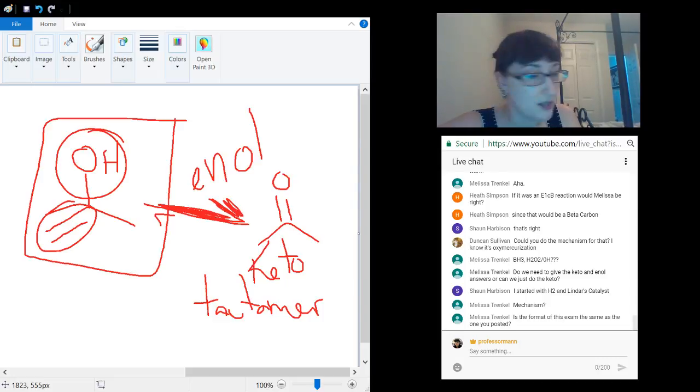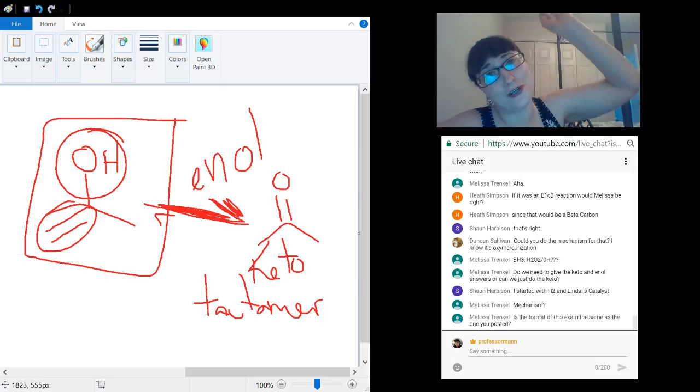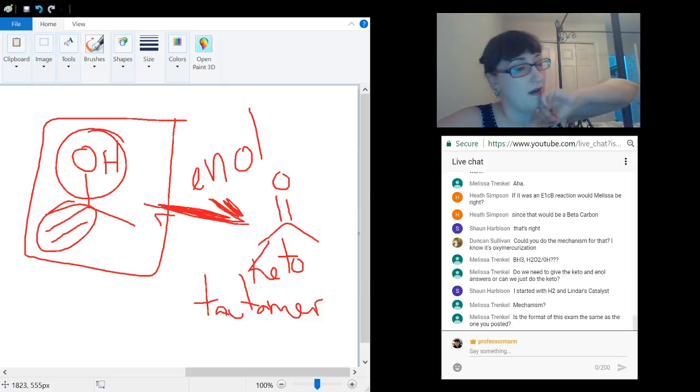The format of the exam, for pretty much all my classes, is a page of nomenclature, a page of reactions with no mechanisms required, a page of mechanisms where I give you the product of the reaction and you have to show me the mechanism to get to it, and then a page of miscellaneous information depending on what we've covered in class.